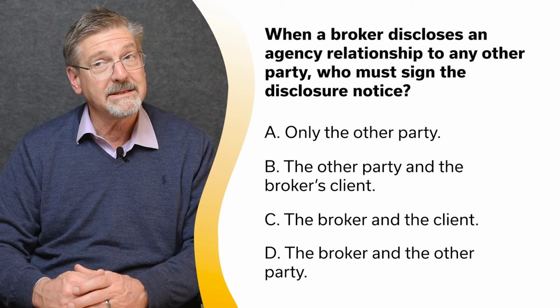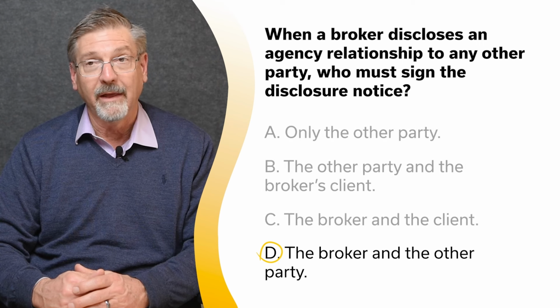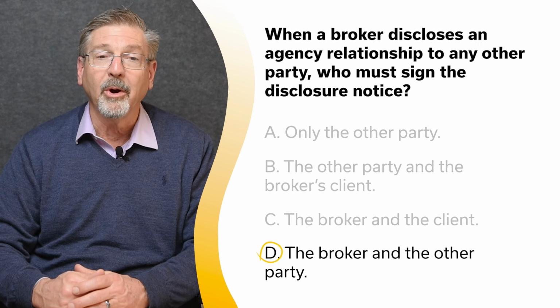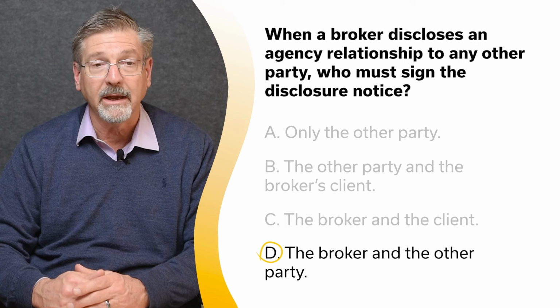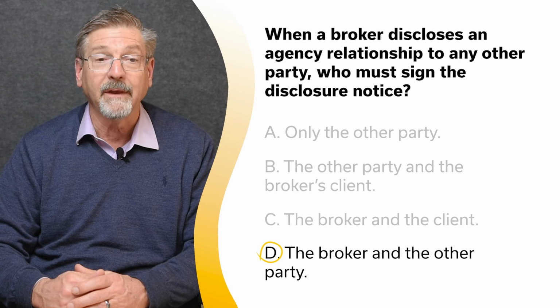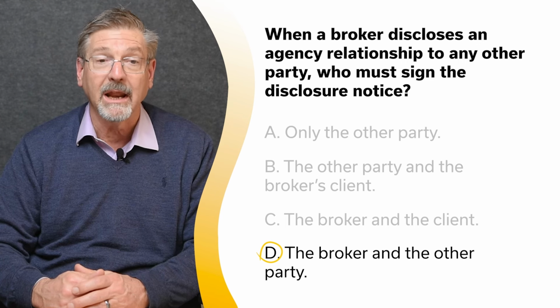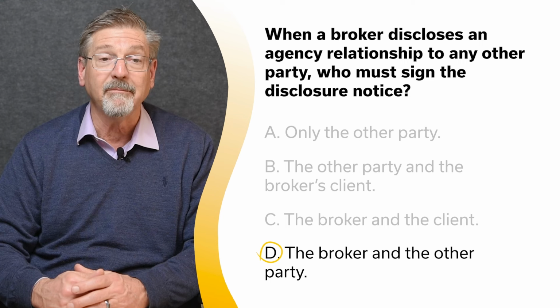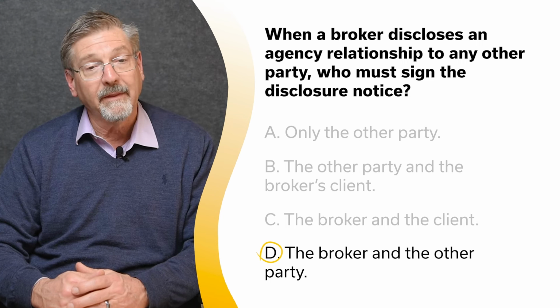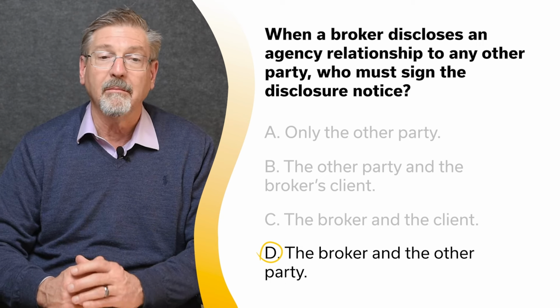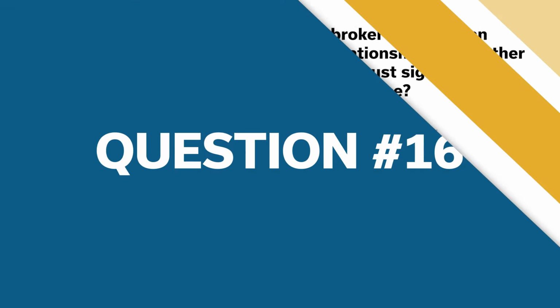Correct answer is D, the broker and the other party. The broker must disclose a single agency relationship with his or her client to any other party with interest in the same transaction at the first substantive meeting with this other party. Both the broker and the customer, non-client, must sign the disclosure notice.